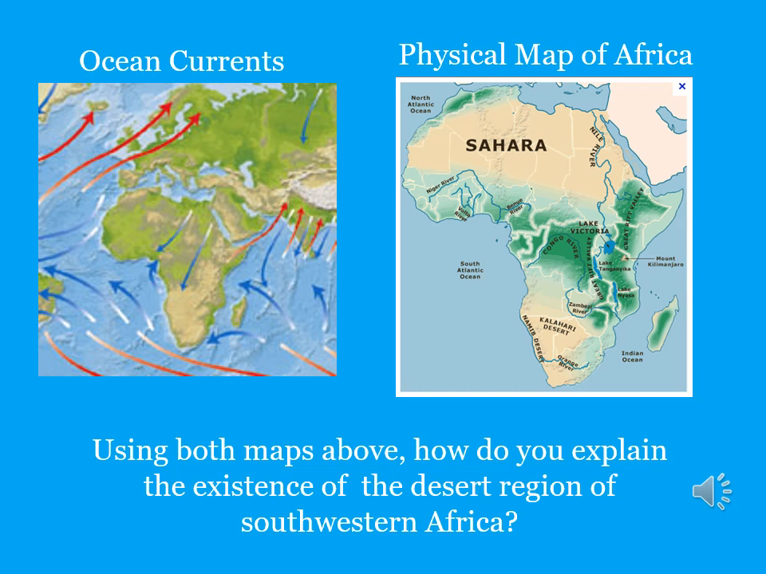Okay, using both methods, how do you explain the existence of a desert region of southwestern Africa? Well, you notice that you have the warm ocean currents in red, then you have the colder ocean currents in blue. You see they're coming off the southwestern coast of Africa right there. Now, remember what I said before, that warm air wants to be cold and cold air wants to be warm. Well, that's the same thing with ocean currents. Warm water wants to be cold and cold water wants to be warm.